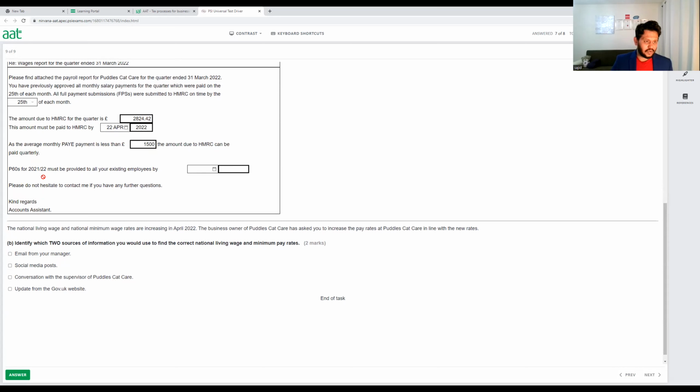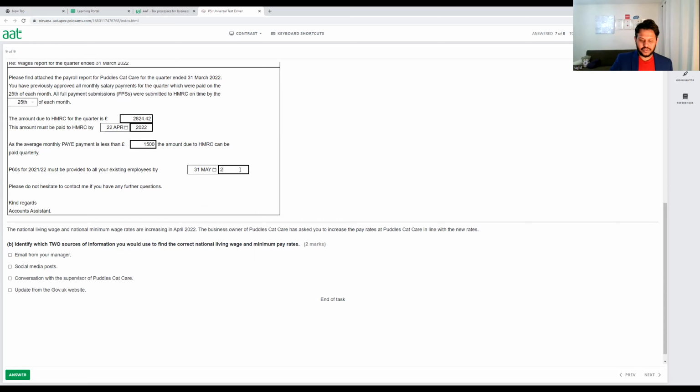Okay, P60 for 2021-22 must be given to all employees by when? 31st of May. My P60 will be generated on 5th of April. From 5th of April, I have the following month. So the whole following month, 31st of May 2022 is the deadline. By this time, I have to give all my employees the P60.